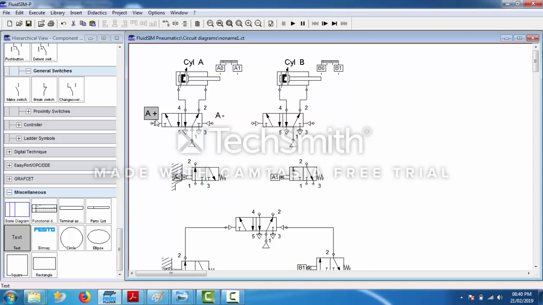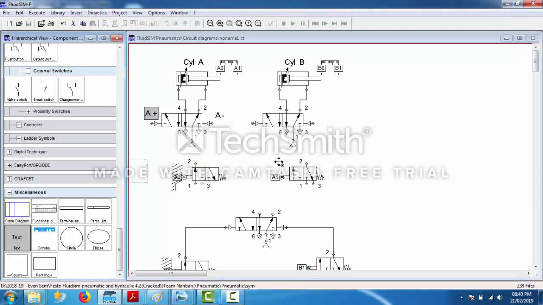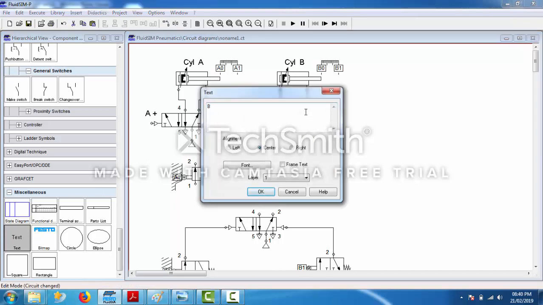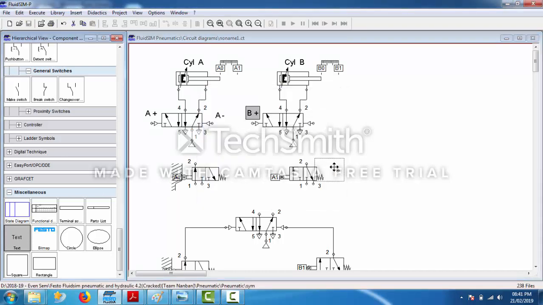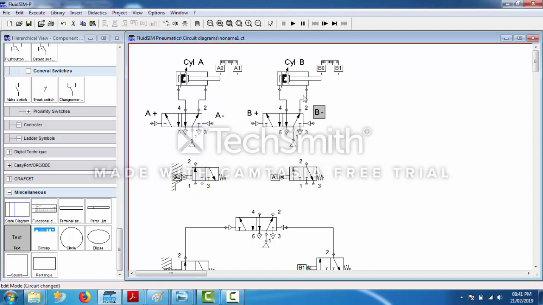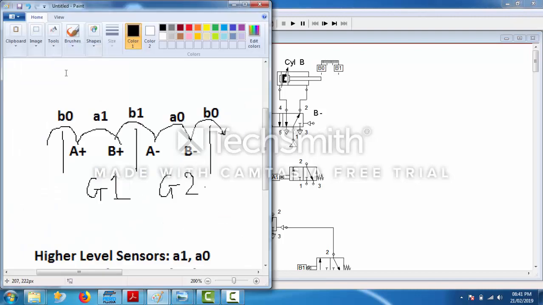Okay, so you have your A plus, A minus. Similarly, this one will be B plus. This one will be B minus. Done. Okay, so as I said, what is B0 doing? B0 is switching the groups, and as soon as the group is switched, what is happening? A plus.